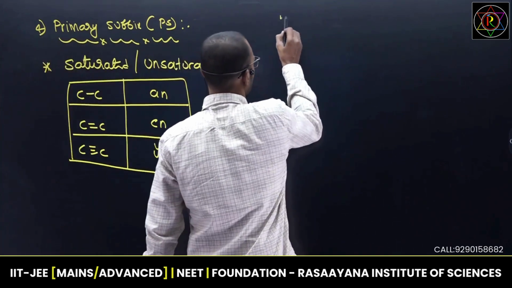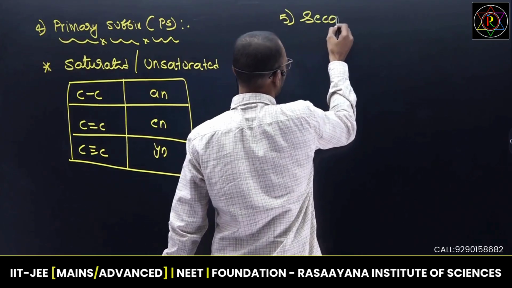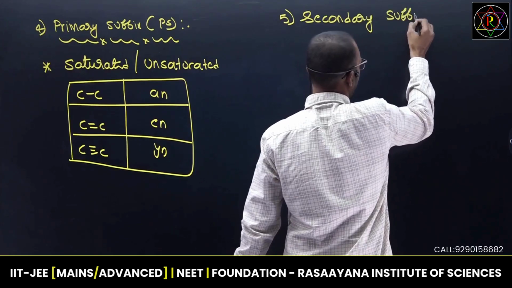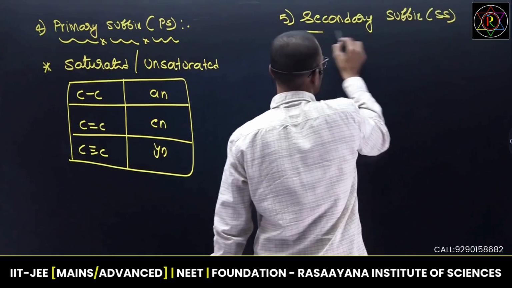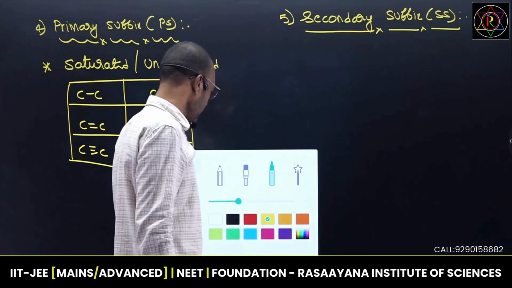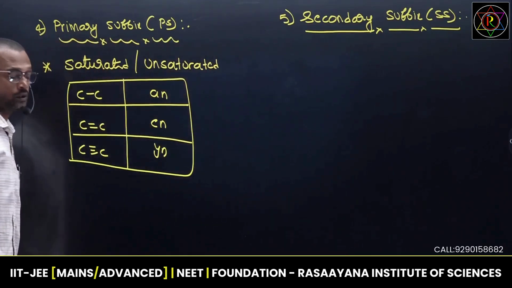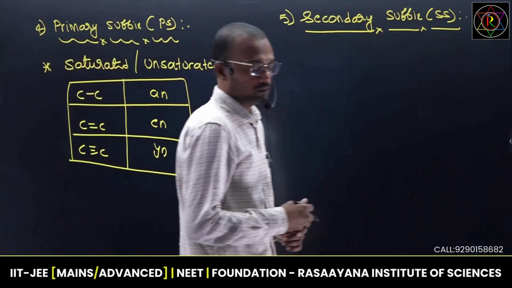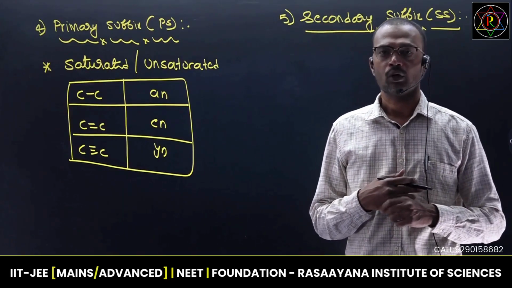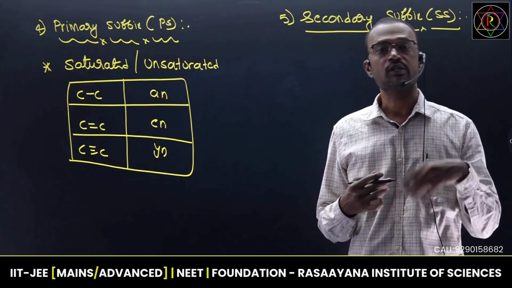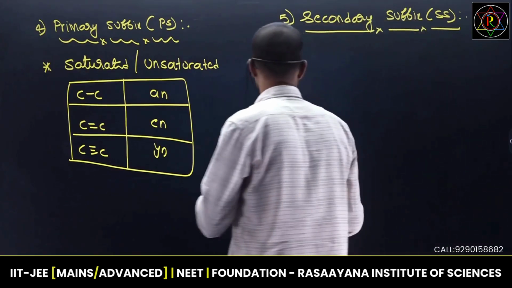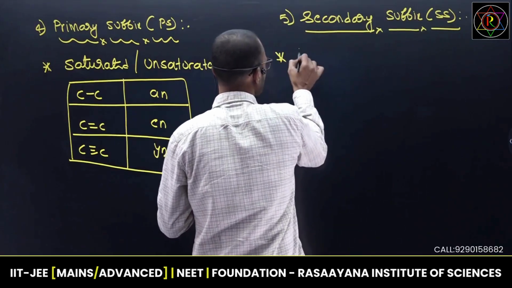Okay. Then it is a very, very important one: secondary suffix. What is secondary suffix? How is it going to be helpful? This is one of the dominating rules out of the 5. Why do I say it is a dominating rule? Because secondary suffix will decide which is the parent chain and which is the substituent or branched chain.